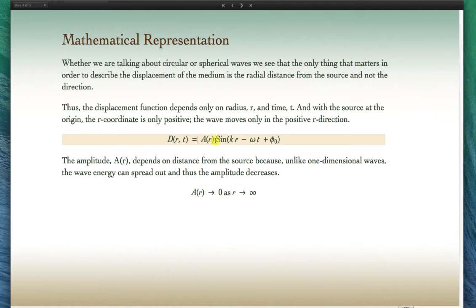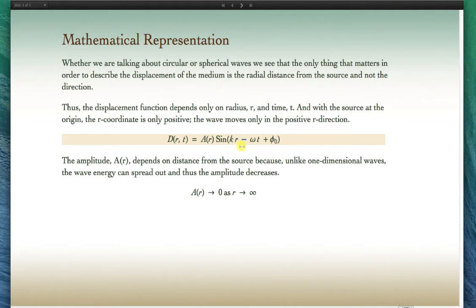But we have a sine function. It depends on the radius. It also depends on time. There's a phase constant inside of it. There's a frequency multiplying time. There's a wave number, 2 pi over lambda, multiplying the distance. And I've got a negative in here, too.